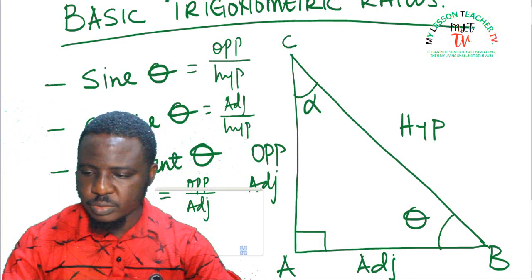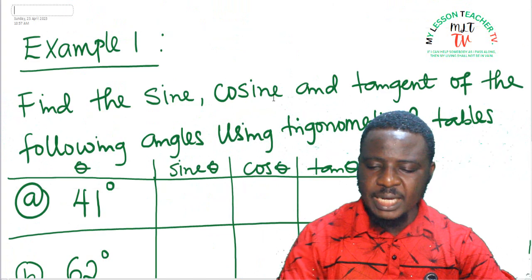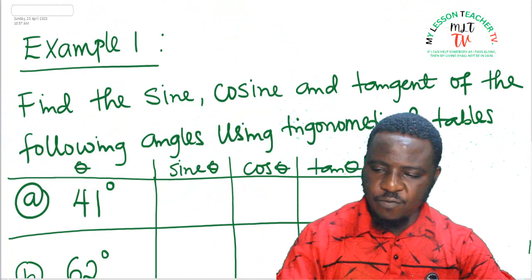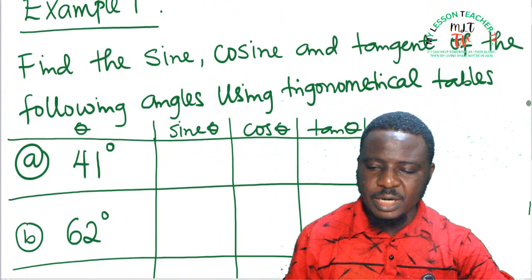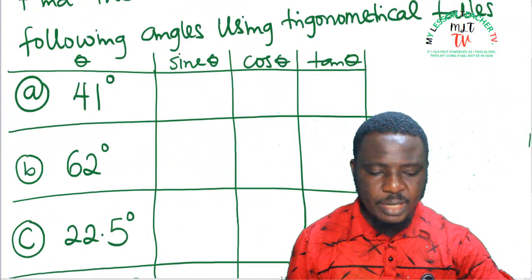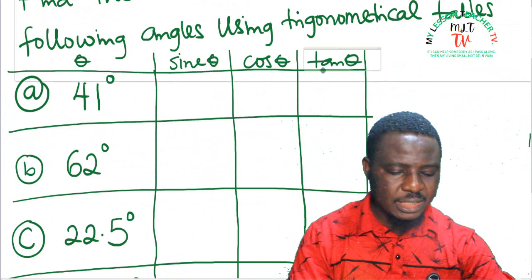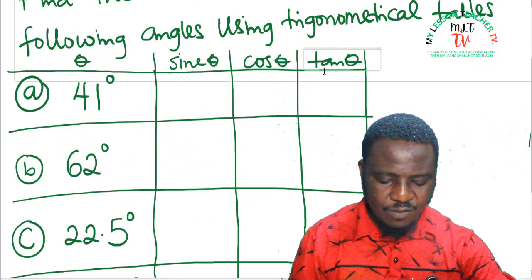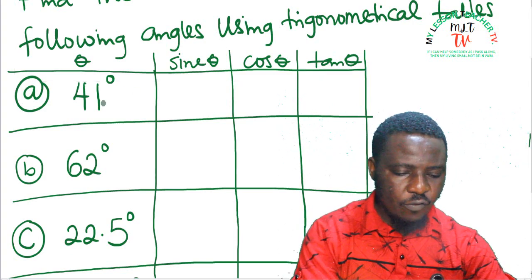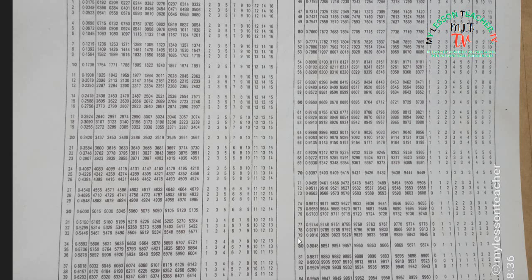Let's take some examples. In example 1, we are asked to find the sine, cosine, and tangent of the following angles using trigonometrical tables. Now we shall be making use of the trigonometrical tables to find the sine theta, cos theta, and tan theta of these various angles. For sine 41 degree, all you need to do is to open your sine table, and this is our sine table.